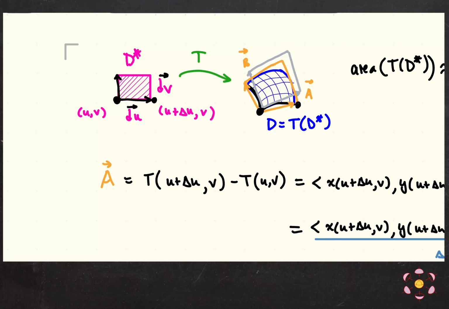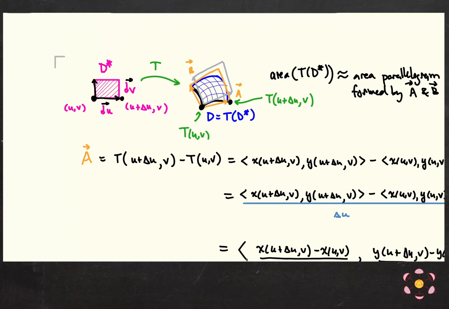Then, what are these going to be? Well, this is going to be T of (u, v). T sends that point over here, and then T sends this point over there. So what is this point going to be? This is going to be T of (u + delta u, v). Then, because I'm thinking of these as vectors, I'm just going to subtract them.